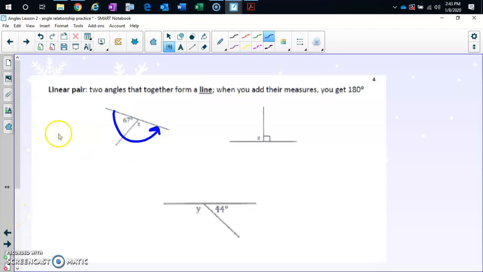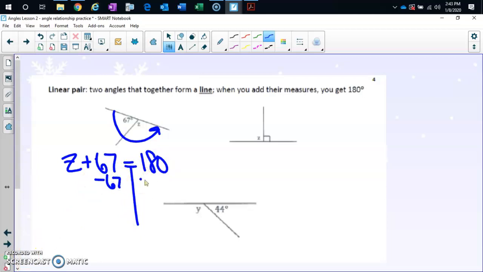These two angles are a linear pair. A linear pair adds up to 180. So let's remember, Z plus 67 equals 180. That is my equation that I can write. Solve this, subtract 67 from both sides. Z is 113.